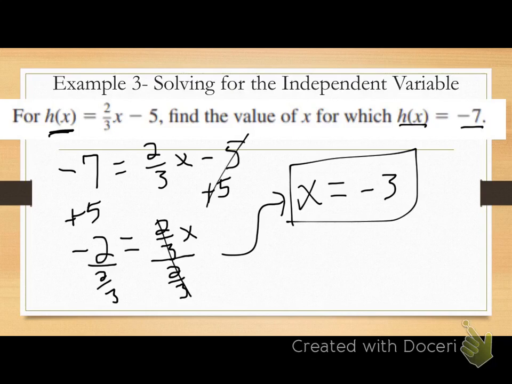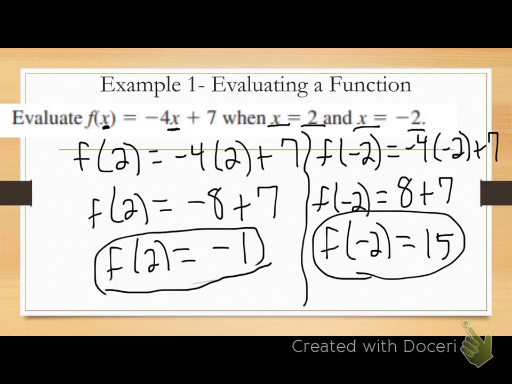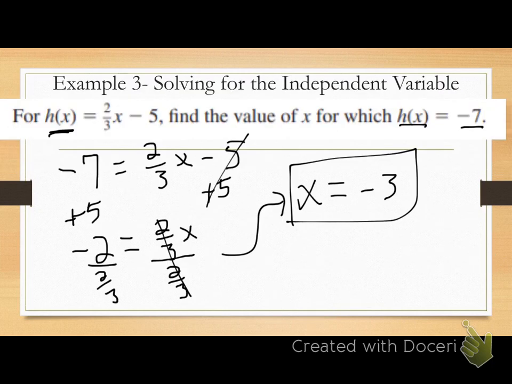So once again, you have to pay attention to what they're asking in the question. In this case, we wanted to replace our h of x with negative 7 instead of our x value, whereas our first example wanted us to replace our x value with the number it told us. So make sure you really read the directions and pay attention.